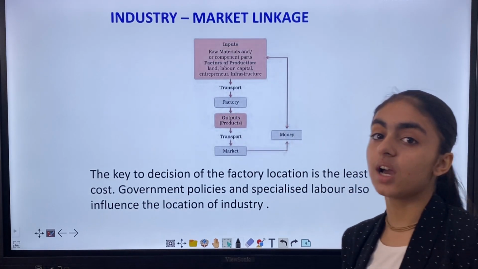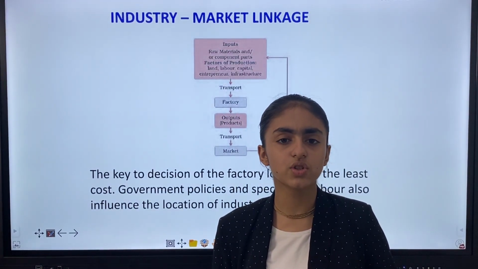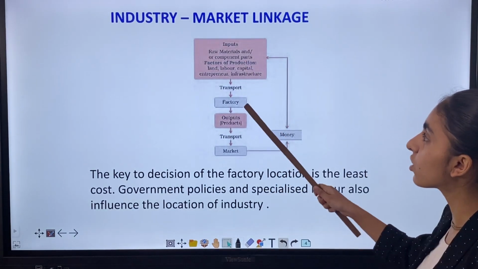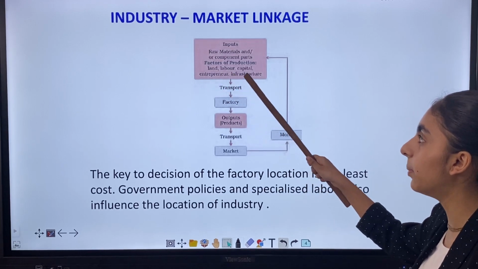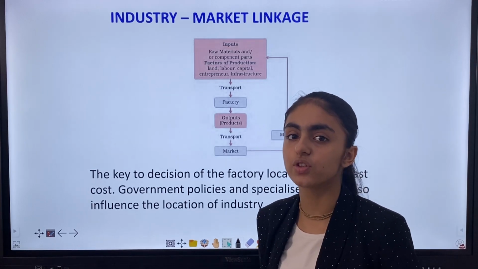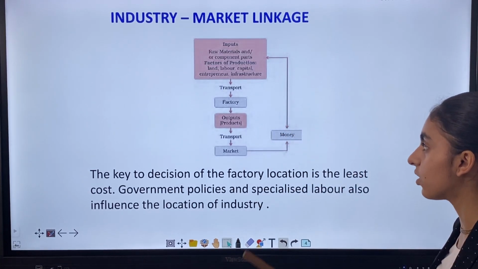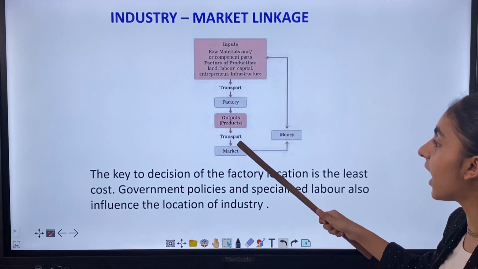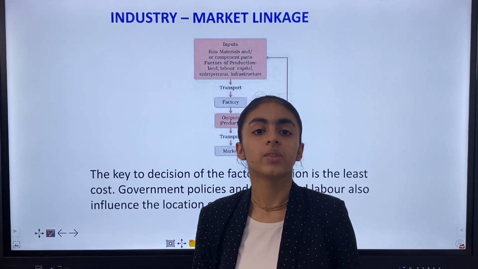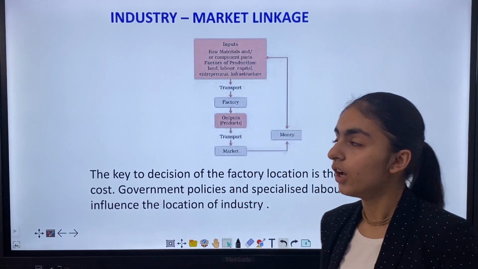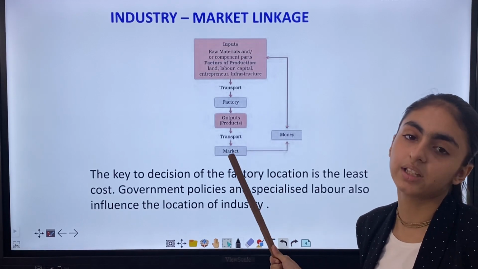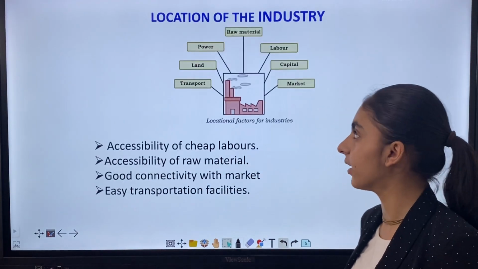Now the next question is, does industry have any link to the market? All the raw materials, which are also called inputs, like land, labor, capital, are transported to a factory where they are manufactured to get the final product, also called output. Again, that output is transported to the market where the seller sells and earns money. From that money, again he buys raw materials and creates the products that are meant for the public.